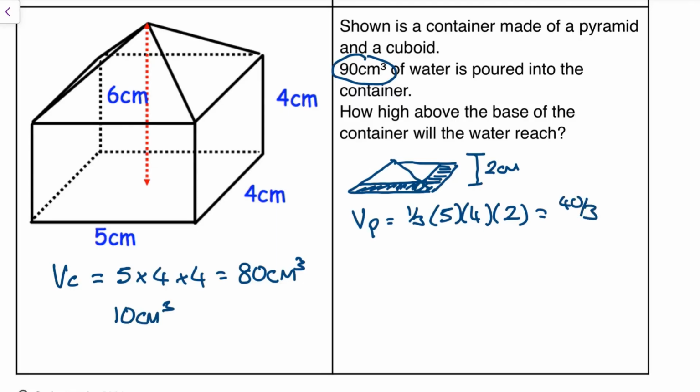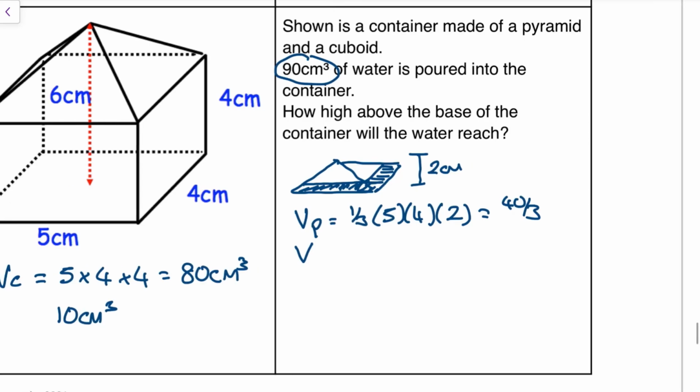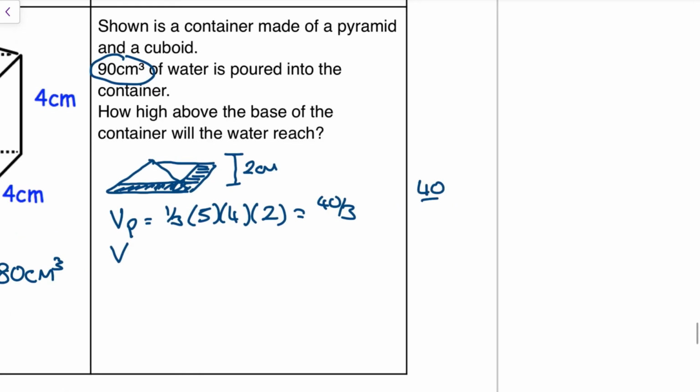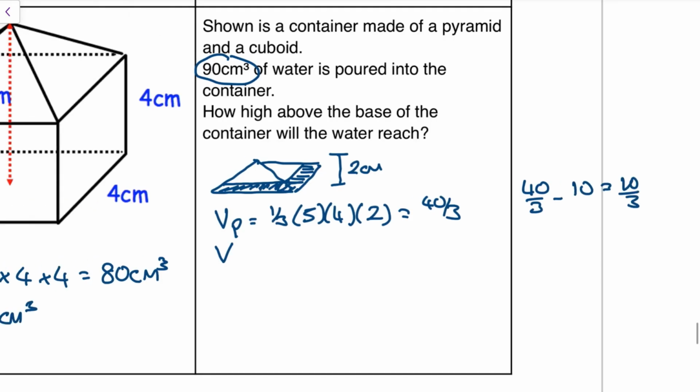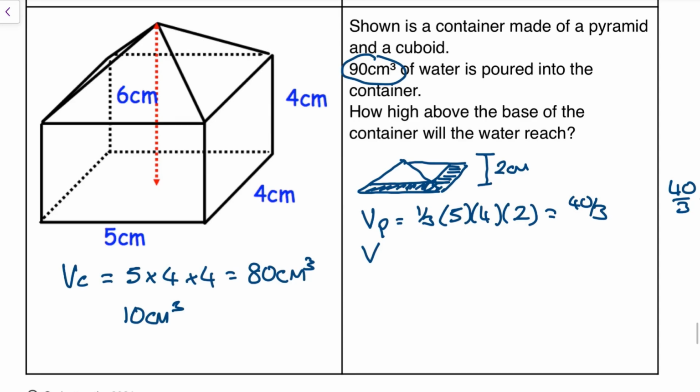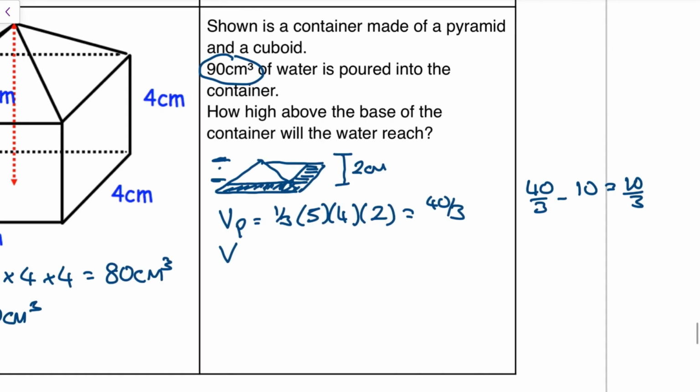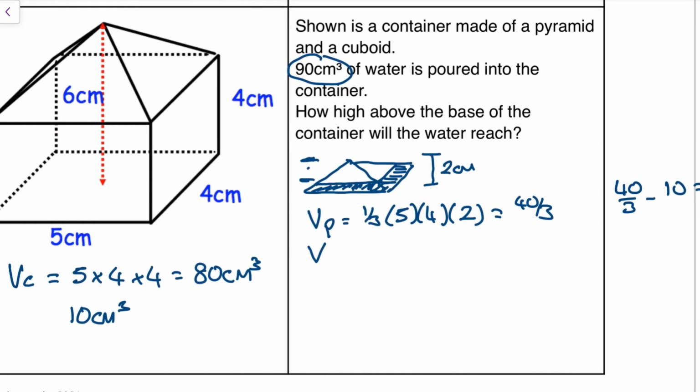Then I'm going to work out how high the pyramid needs to be that I need to take away that doesn't have any water in it. So in other words, I know the pyramid's 40 over 3. I've got 10 centimeters cubed of water on the bottom. So let's do this over here. It's very hard to describe. So 40 over 3 minus 10 is 10 over 3. I know I need to take away a pyramid, in other words this white pyramid here, that is 10 over 3 centimeters cubed.